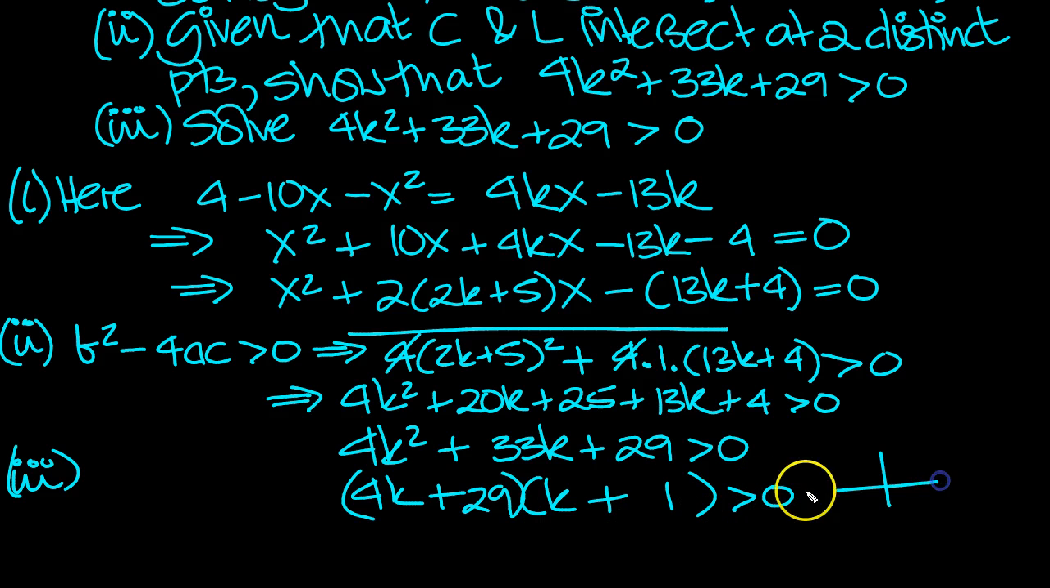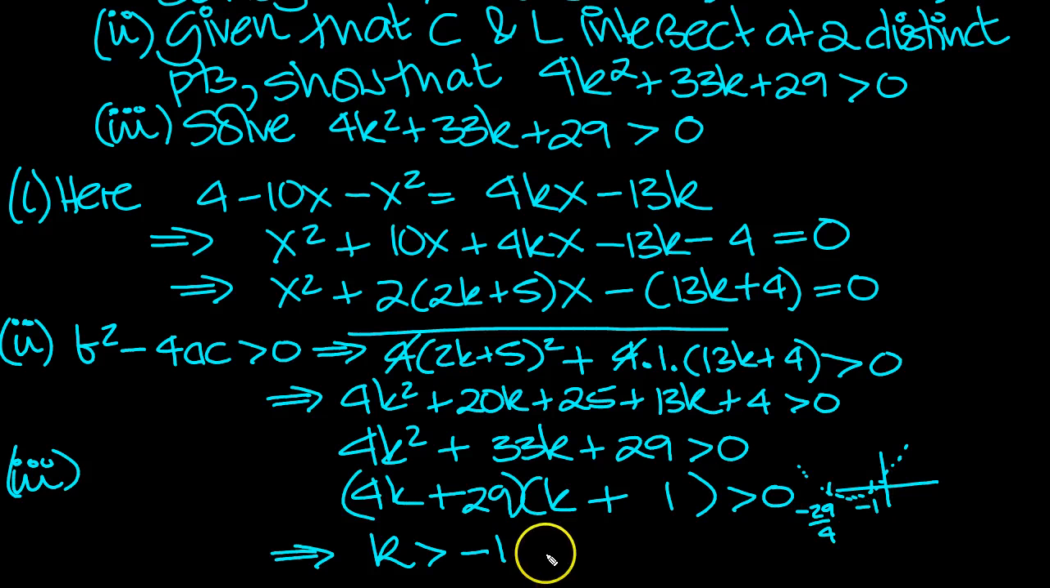So this is a quadratic in k. The k squared is positive, so it's a U-shaped curve. It has a root at minus 1 here, and also it has a root back here, doesn't it? At minus 29 over 4. And there's our quadratic, so to speak, in k. So when is that greater than 0? So that tells us that it's greater than 0 when k will be greater than minus 1. Has to be greater than minus 1, doesn't it, for it to be greater than 0? And also, so we can put or k can be on this side, can't it? Less than minus 29 over 4.